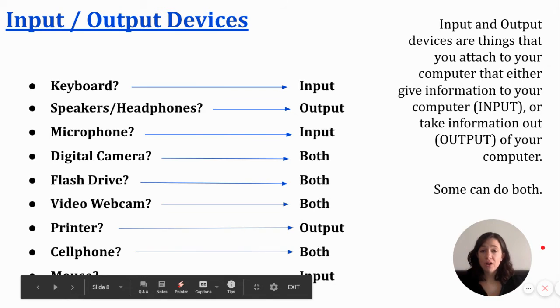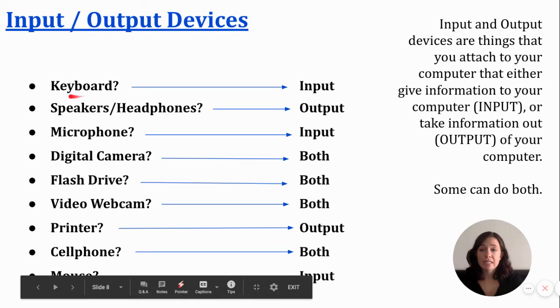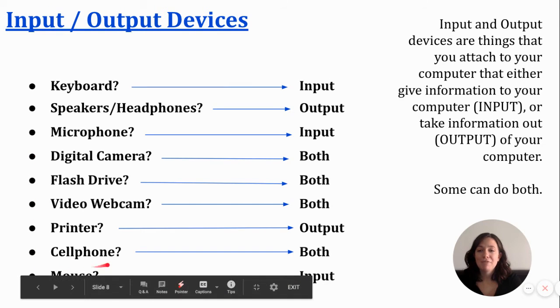I'm not going to go through all of them, but to highlight a couple of examples. A keyboard is an input device because you are typing and giving information to the computer. Below that, speakers are absolutely output devices because speakers are giving you sound and noise and information that's coming from the computer out. Something like a cell phone, everyone's familiar with that, can be both.